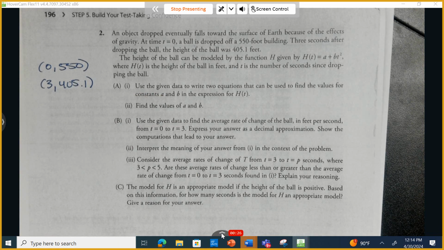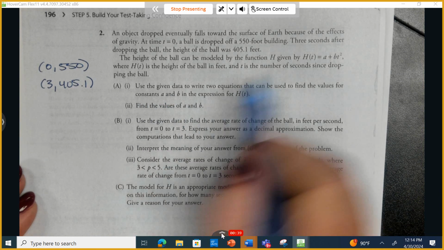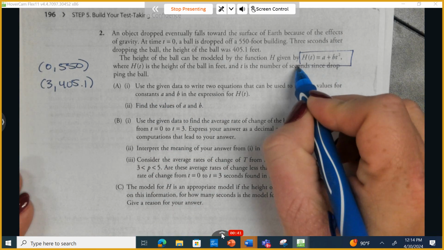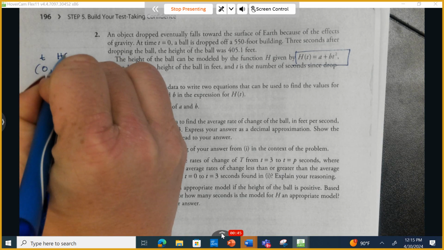The height of the ball can be modeled by the following function where we have a and b, which we need to create, and t is the number of seconds since it's been dropped. H of t is the height above the ground, the ball is above ground. So use the data to write 2 equations. Well, it already gives me a general equation. So this is your t and this is your h of t.